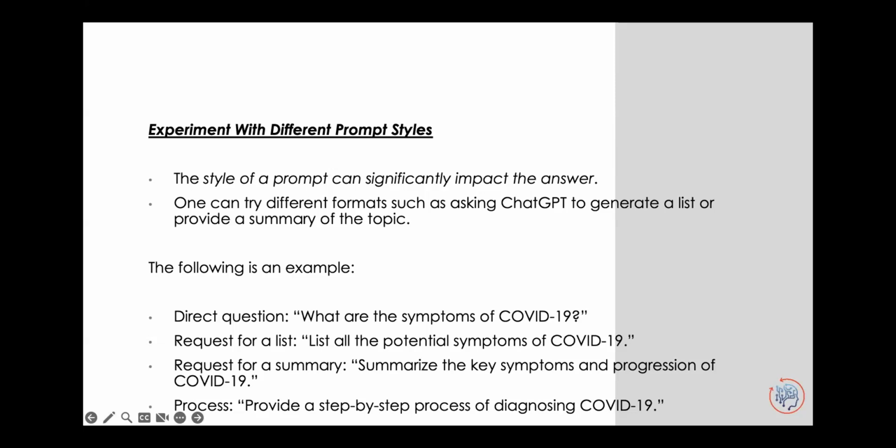As an example, let's say I want to know symptoms about a disease. I can just ask a very specific, direct question: what are the symptoms? Now, sometimes if I want to see if there's a different response, I'll say, list all the potential symptoms, so it gives me a list. Or I would say, summarize the key symptoms and progression. Or I want to ask about the process: can you give me a step-by-step process of diagnosis and symptoms of a certain disease? The way you ask a question, the output might be different. And this is where you would judge if the reply is sufficient or not.